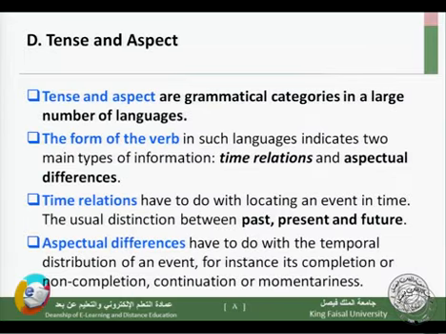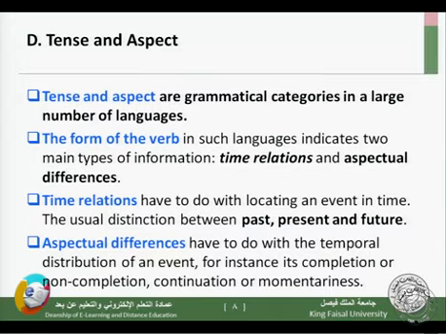Now, this is the tough aspect of grammar. This is the toughest. When we are talking about the grammatical problems, you need to think tense and aspect. Tense and aspect are grammatical categories in a large number of languages. Most languages have this tense and aspect. Now the form of the verb in such languages indicates two types of information. The verb. Now we are talking about the verb.